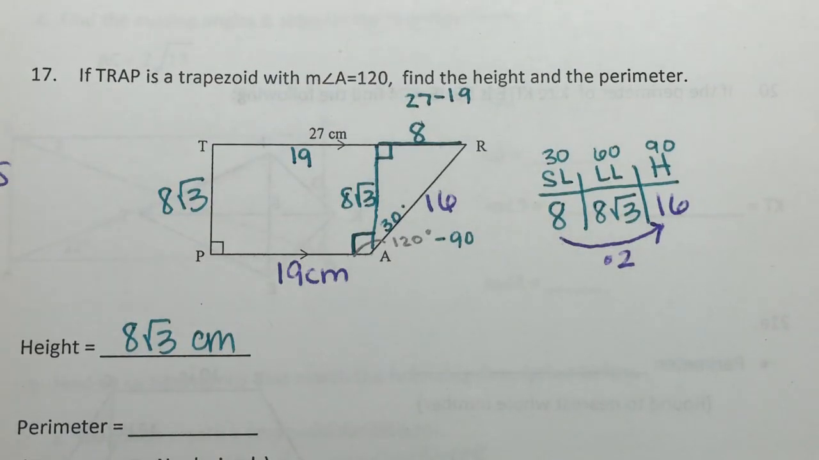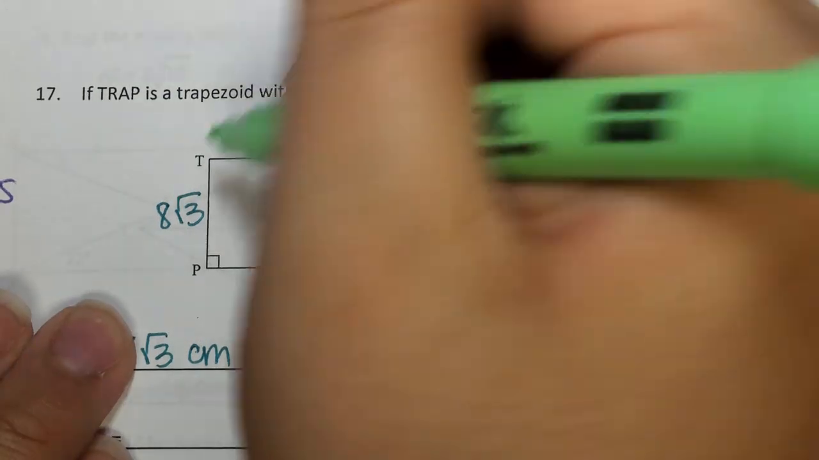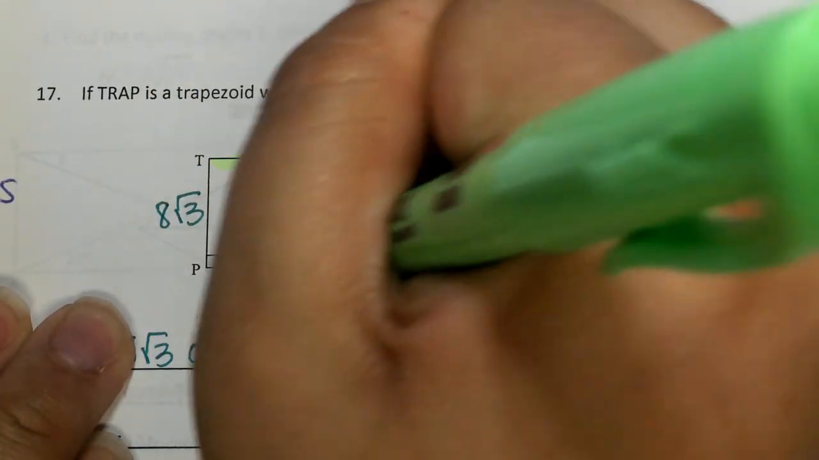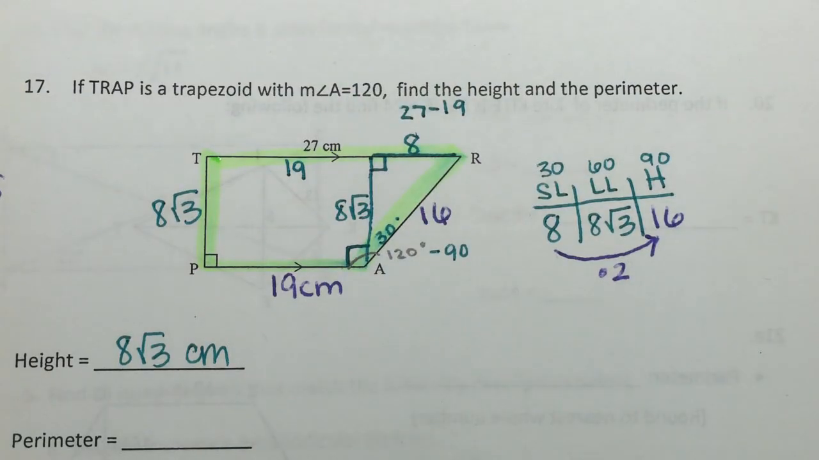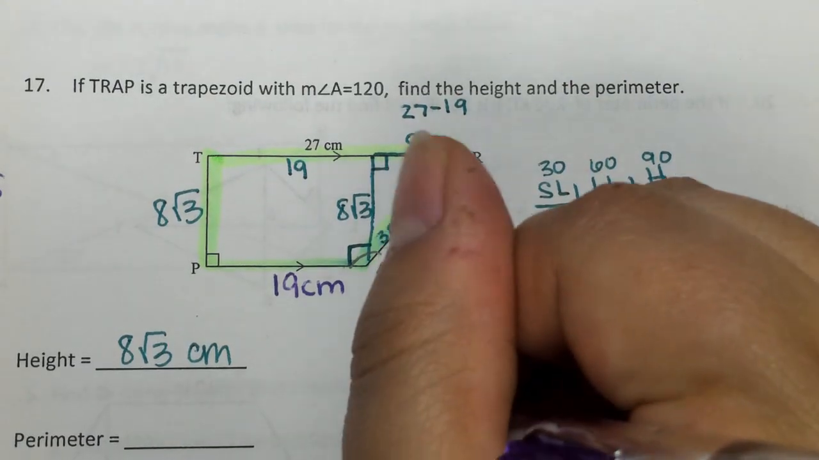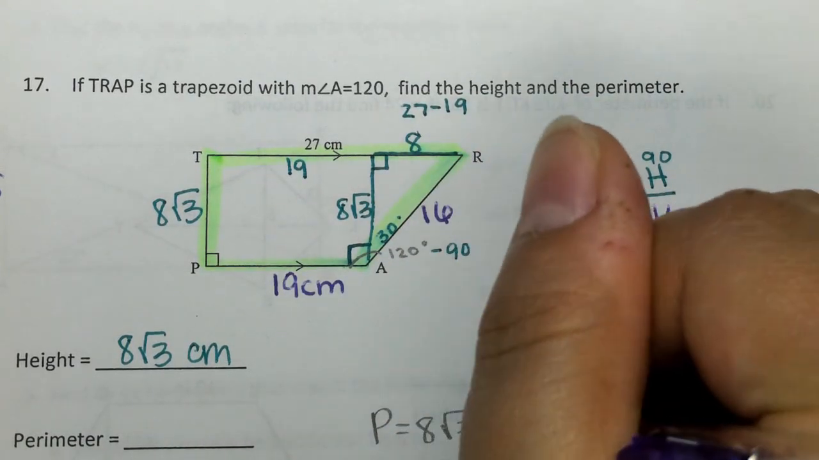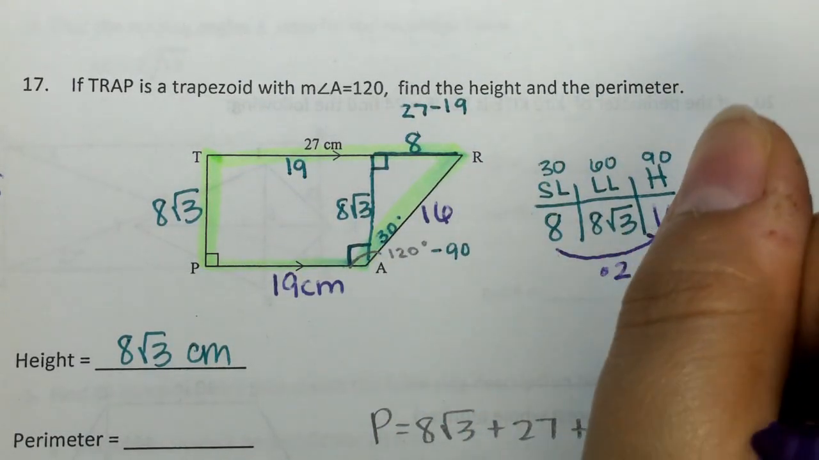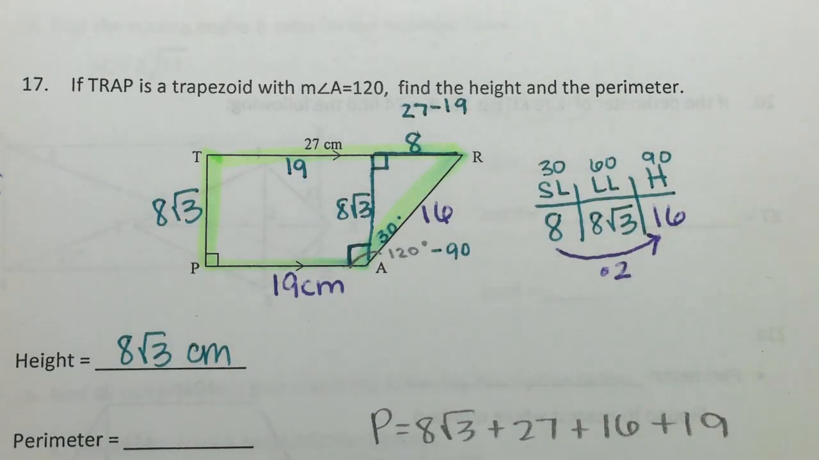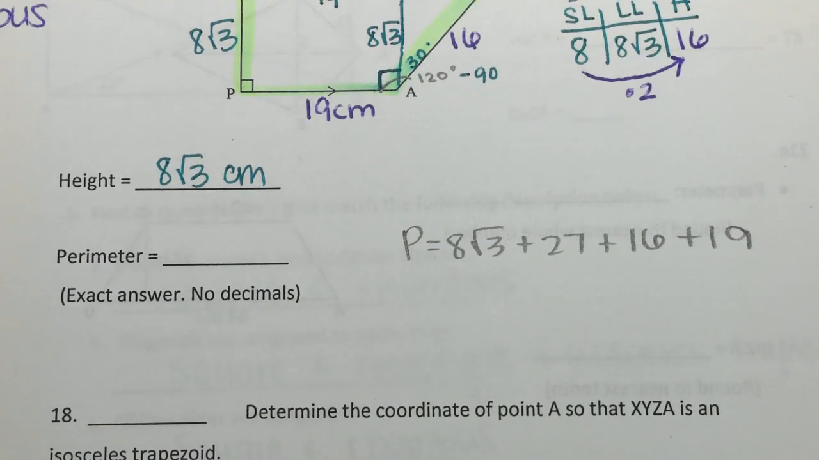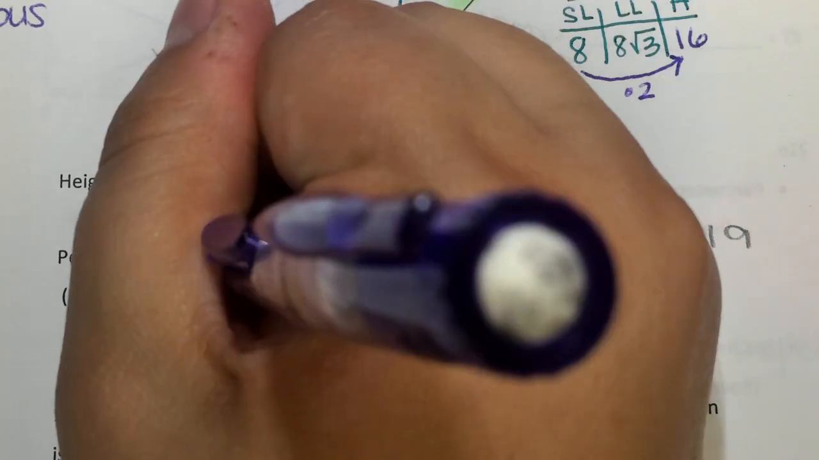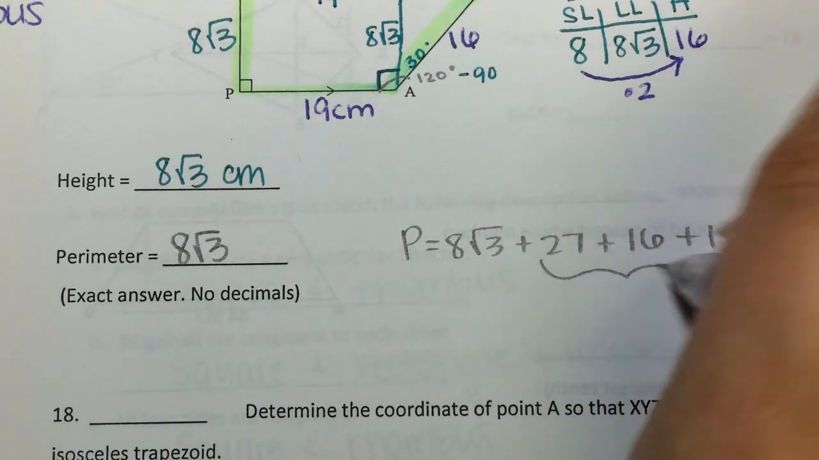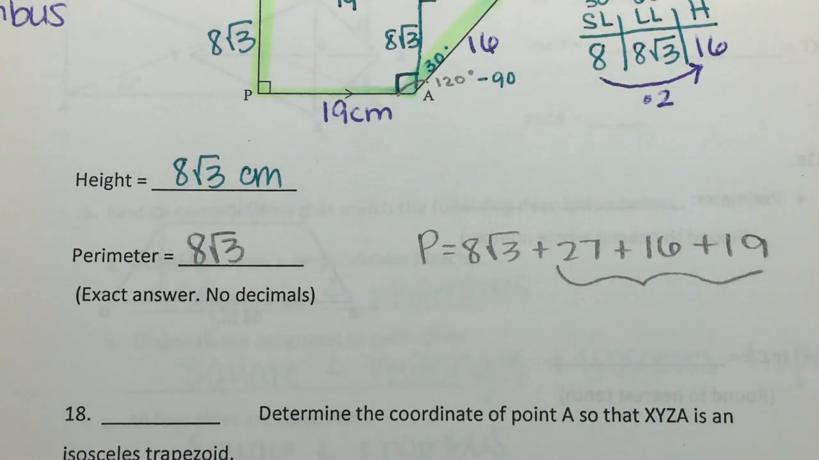How do I find the perimeter? Add up 16, 30, 27, 19. I'm going to add them all together. So I'm going to add 8 root 3 plus 27 plus 16 plus 19. Am I actually going to add 8 root 3 to these? No. So 8 root 3, can somebody tell me, 27 plus 16 plus 19? Louder? Thank you.